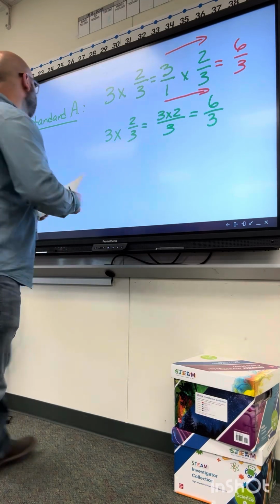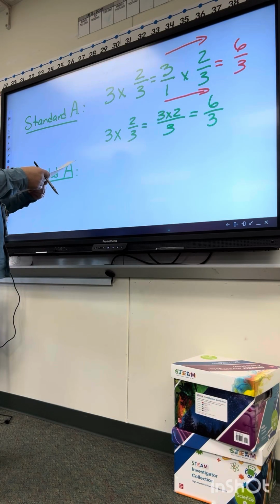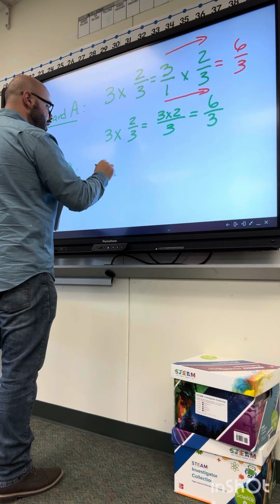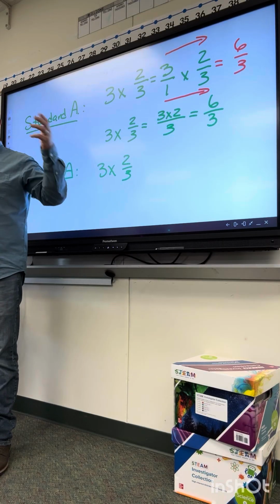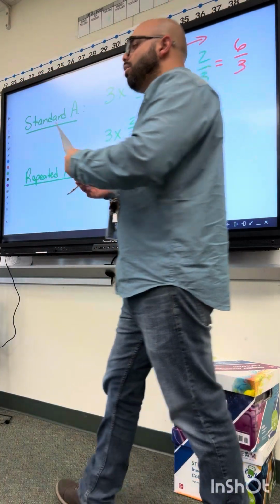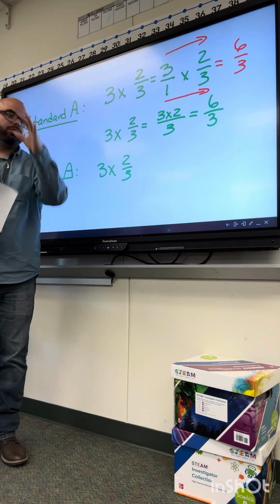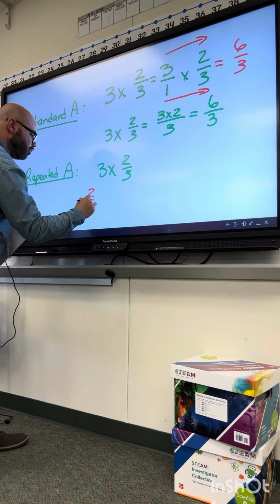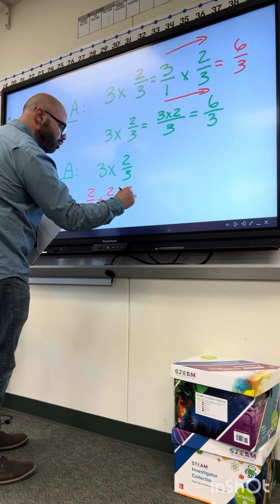Okay? Repeated addition. It's another strategy, guys. I'll put repeated A. Let's take the same problem, 3 times 2 over 3. Repeated addition is just breaking down this equation into its addition form. This equation is telling me I need 3 of the 2 over 3s. So I need 2 over 3 plus 2 over 3 plus 2 over 3.